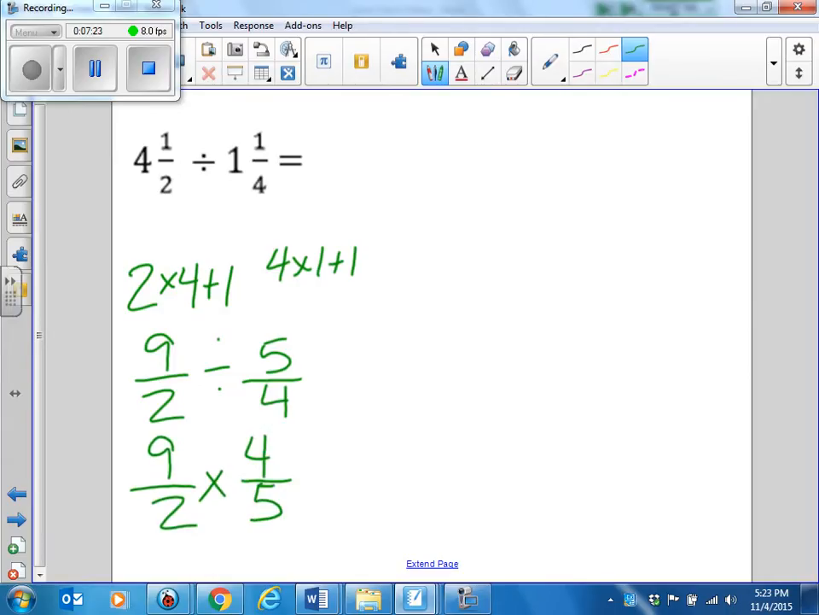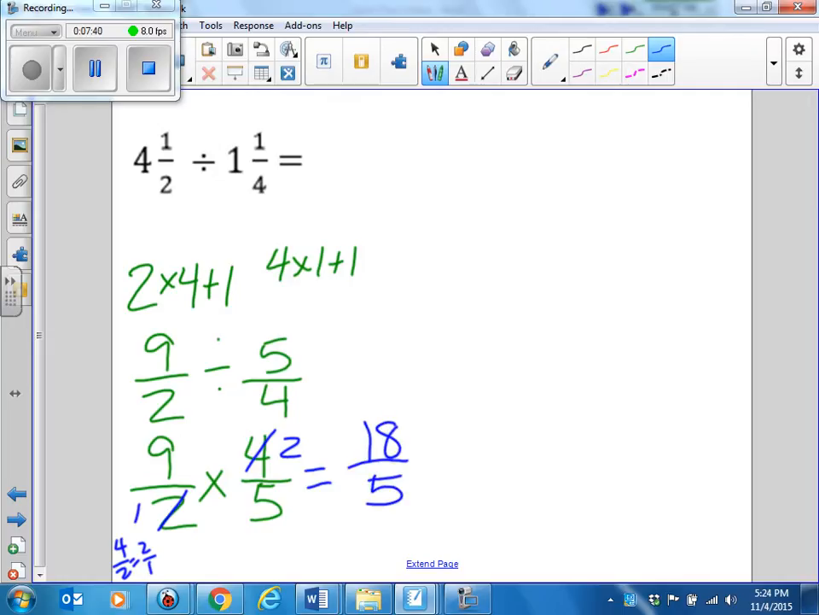Okay, I can simplify, so right here, the 4 and 2, so it would be 4 over 2, would be 2 over 1, so I'm going to make that a 2, make that a 1. 9 times 2 is 18. 1 times 5 is 5.